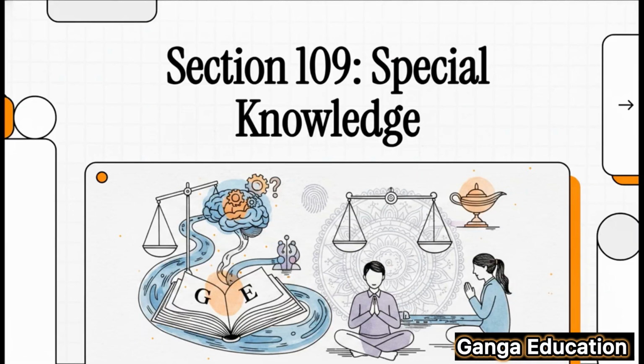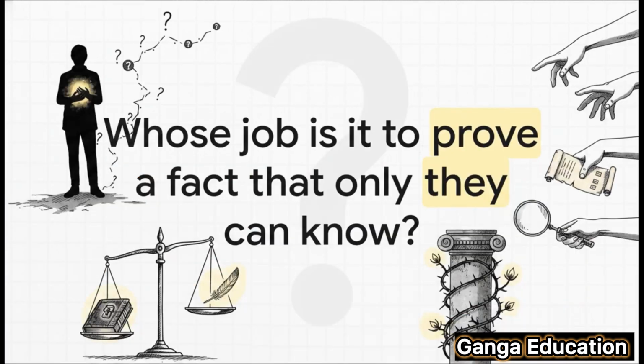Today, we're going to break down a fascinating legal principle that's all about fairness and common sense. So let me start with a question for you. Imagine there's a piece of information, a fact, that only one person could possibly know. In a court of law, whose job should it be to prove it? This very simple question is right at the heart of what we're going to discuss today.